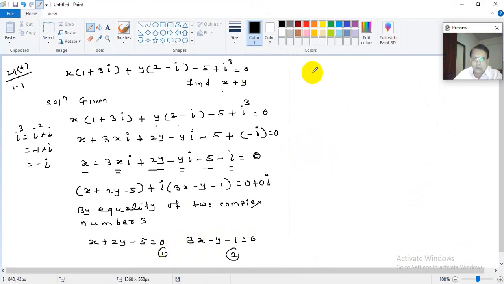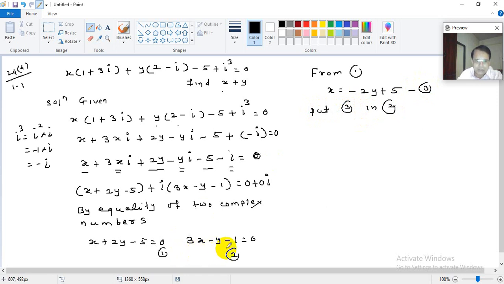So from 1, what I get: x + 2y - 5 is 0, so I will take 2y - 5 on the right hand side. So x = -2y + 5. Let us call this equation 3. Now I will put 3 in 2.